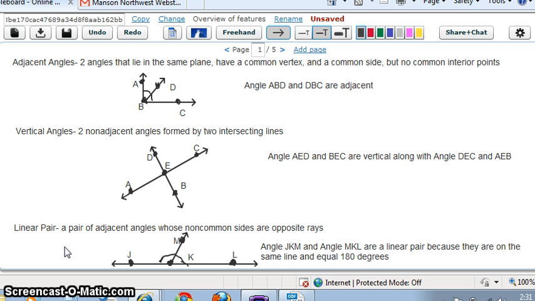And then the next one is a linear pair, a pair of adjacent angles whose non-common sides are opposite rays, and it's just a 180 degree line that has two angles on it, and together they equal 180.